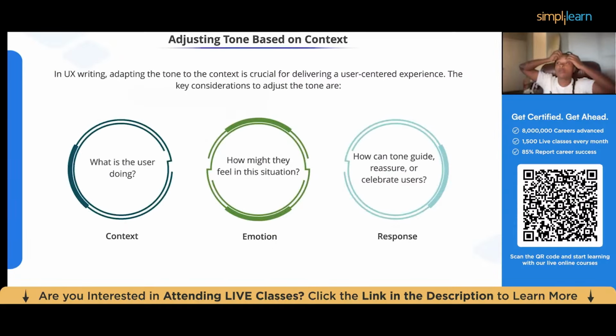And then adjusting tone based on content. In UX writing, adapting the tone to the context is crucial for delivering a user-centered experience. The key considerations to adjust the tone are context, when we discuss what is the user doing, emotion, when we talk about how might they feel in this situation, and then last but not least, when we discuss how can tone guide reassurance or celebrate users, it's referred to as the response.